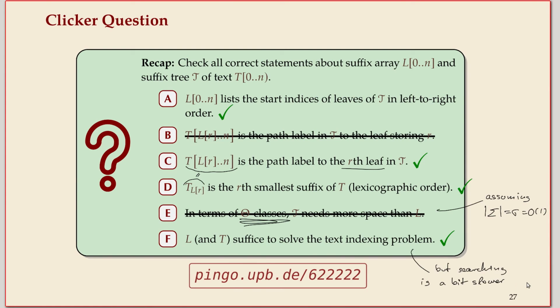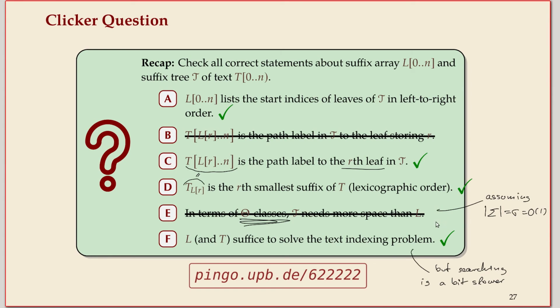And to be precise, we had this logarithmic overhead coming from the binary search, which you didn't need in the suffix tree. All right, so I'd like to move on then.